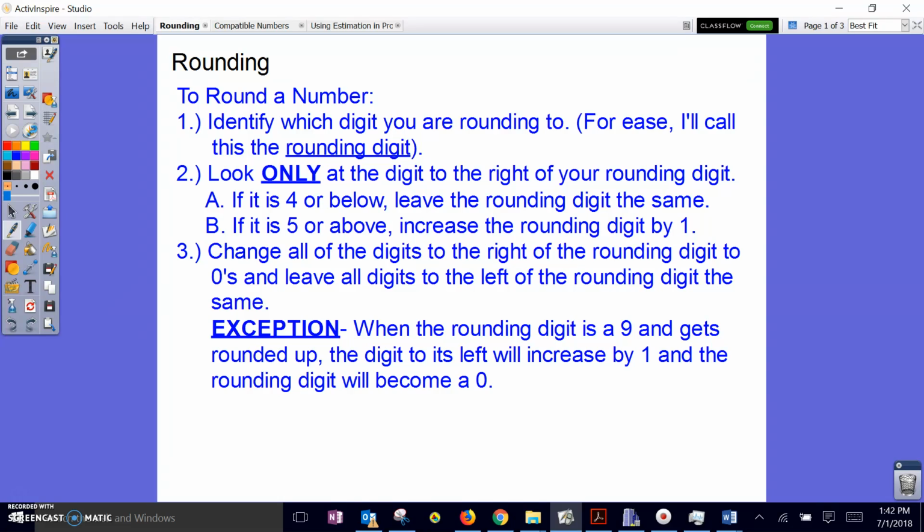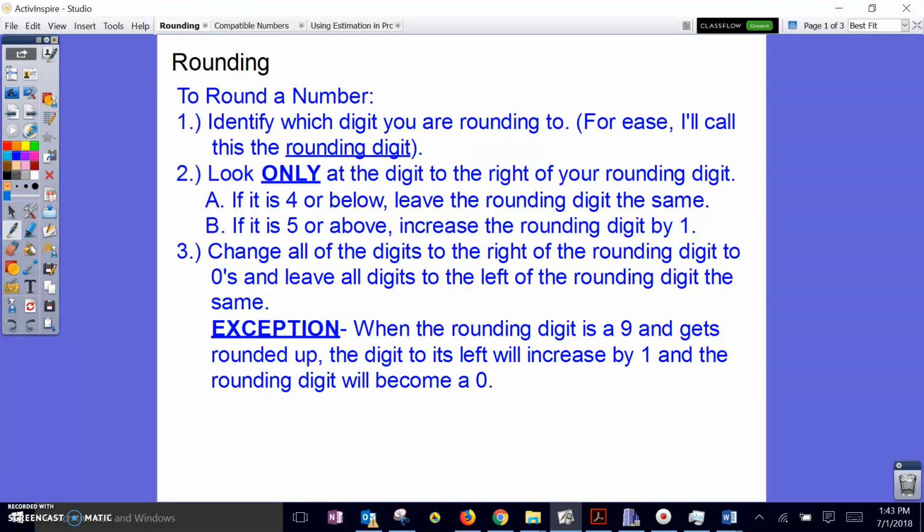Then in step 2, we look only at the digit to the right of our rounding digit. We don't want to pay attention to the digit 2 digits to the right or 3 digits, only the digit immediately to the right of our rounding digit. If that digit is 4 or below, we're going to leave the rounding digit the same. If that digit's 5 or above, we're going to increase the rounding digit by 1.